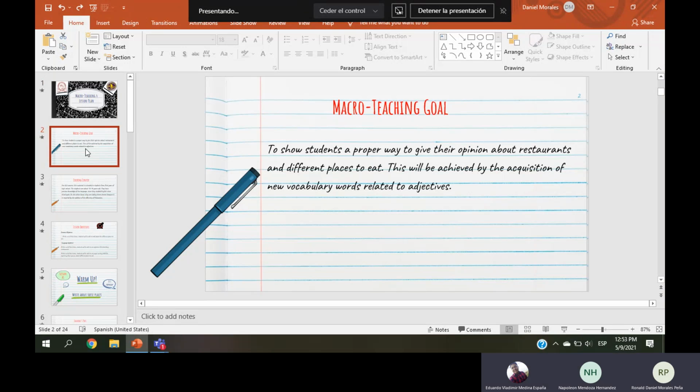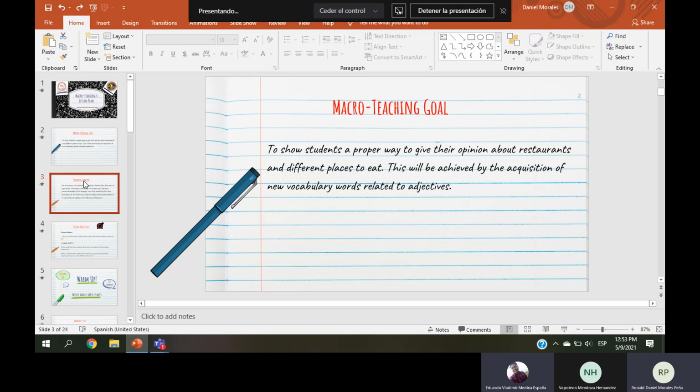Okay, Ronald. Macro teaching goal: to show students a proper way to give their opinion about restaurants and different places to eat. This will be achieved by the acquisition of new vocabulary words related to the adjectives.